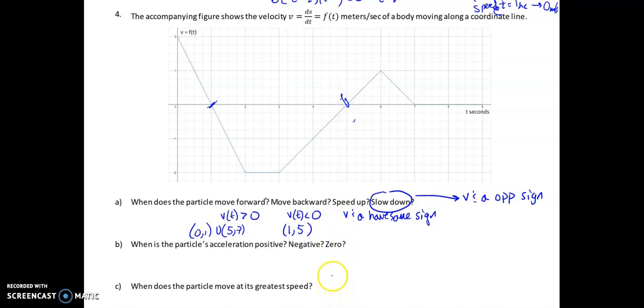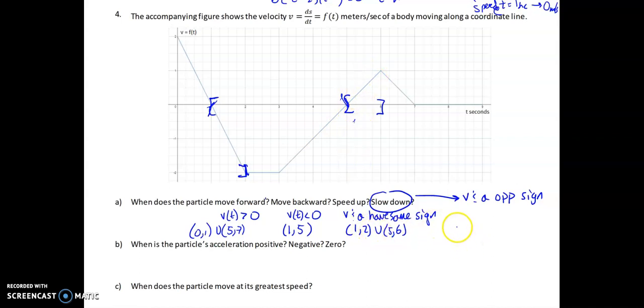When's it going to speed up? When v and a have the same sign. So when do v and a have the same sign? Well, between 1 and 2, the slope of the tangent line, or the derivative, is negative, and the velocity is also negative. So that's one time when this happens. It's also going to happen again between 5 and 6, where both the slope of the tangent line and the velocity are positive.